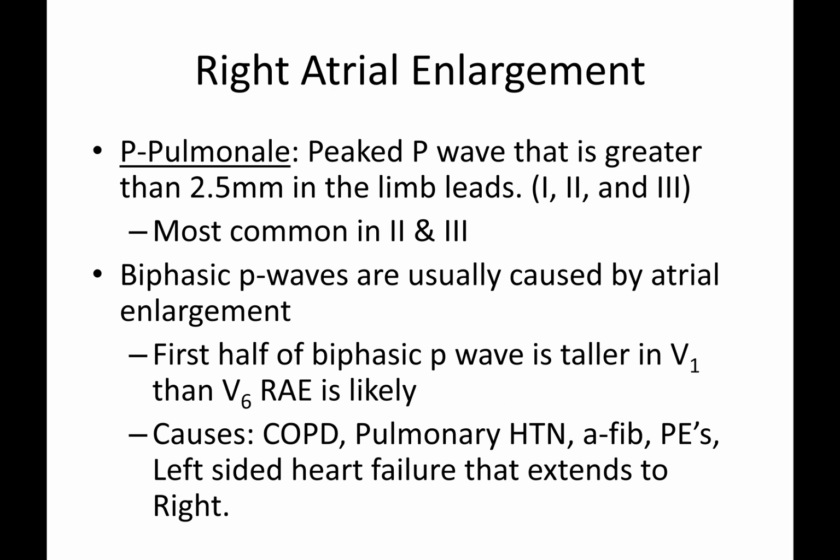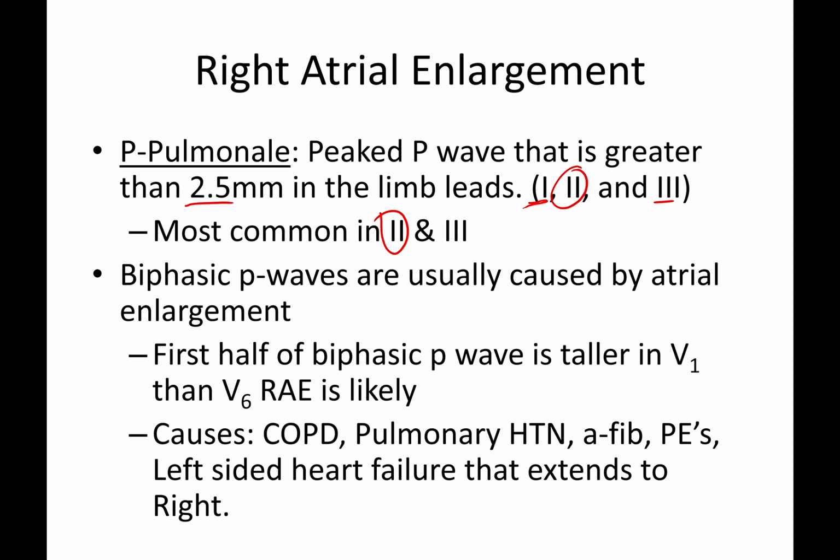Right atrial enlargement, P-pulmonale. Peaked P wave is greater than 2.5 millimeters in the limb leads. So lead 1, 2, and 3. Granted, we're focusing on lead 2, but keep in mind all 3 of those can show that. Most common and best one to use is lead 2. That 2.5 doesn't sound like a lot, but most P waves are just maybe 1.5 millimeters tall, so a 2.5 is really going to stand out.